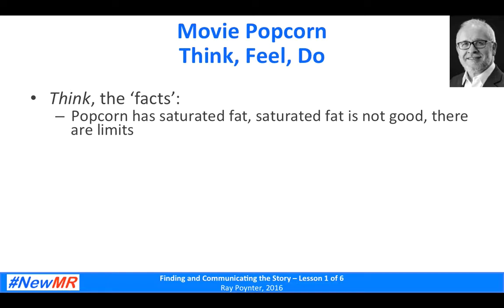Think relates to the facts, and I've got them in inverted commas because we know that everything is actually subjective and all facts are processed via an emotional filter. But we have some things here that are broadly agreed. Popcorn has saturated fat. Saturated fat is not good for us, and there are limits to how much you should consume. That's pretty straightforward, and it's relatively neutral stuff.